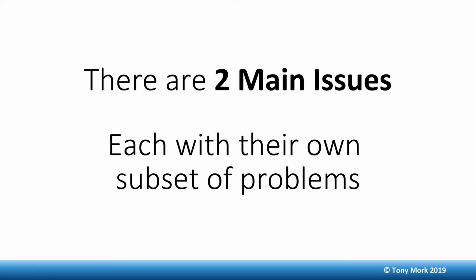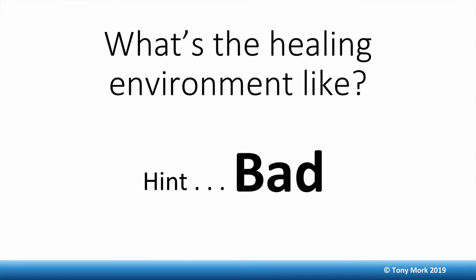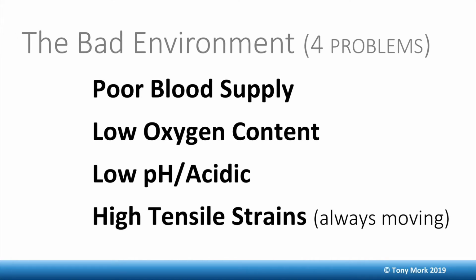Well, there are two main issues, each with their own subset of problems. Issue one, the healing environment in a disc is not optimal at all. What's the healing environment like? Well, I'll give you a hint, it's bad. The bad environment is caused by 4 problems. 1, poor blood supply. 2, low oxygen content. 3, it's a low pH, it's acidic. 4, high tensile strains. In other words, the back is always moving, so it can't be held still to try to heal itself like other parts of the body can.